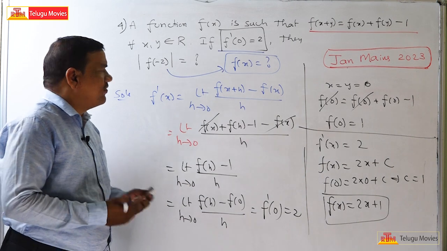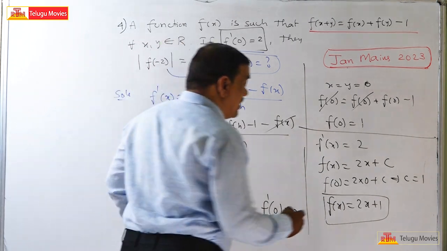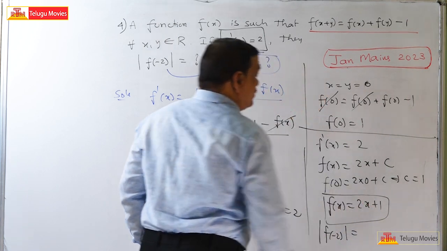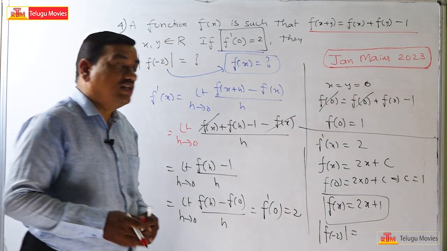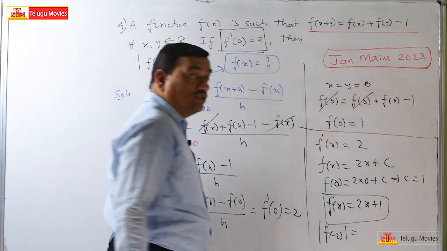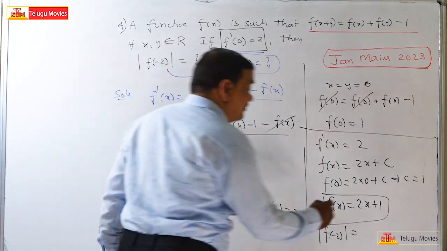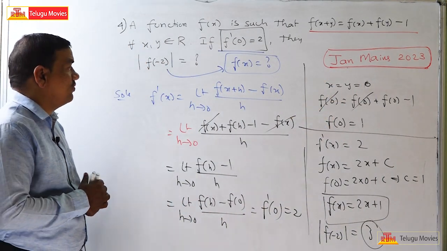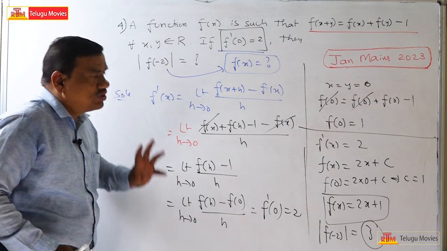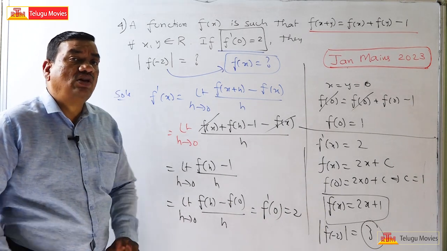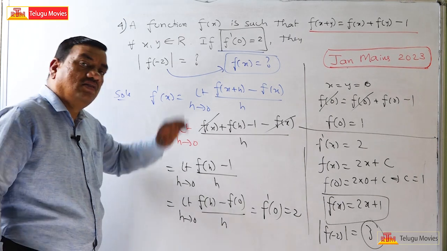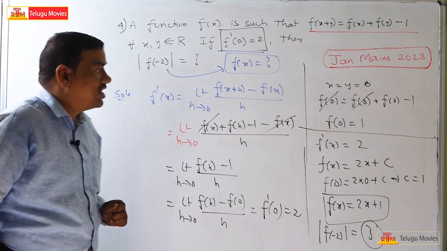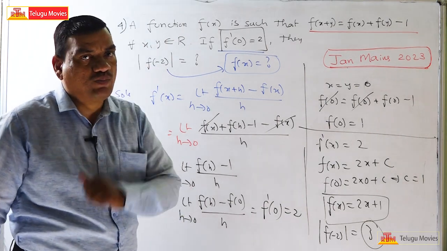Now we have to find the modulus of f of minus 2. Substitute minus 2 here: 2 into minus 2 is minus 4, minus 4 plus 1 is minus 3, and the modulus means 3. So 3 is the final answer. Okay? Very nice problem. So here the approach is, if you take f dash of x, the problem will be solved as usual. I hope you understand this solution. So let us move to the next problem.